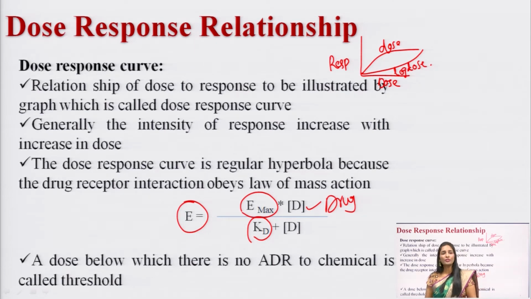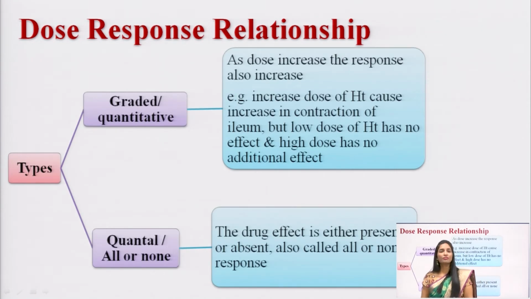And below a certain dose, you cannot see any adverse drug reaction. If there is no adverse drug reaction to a particular chemical, then you call it the threshold. Next, the dose response curve has been divided into two types. One is graded and the second one is quantal. The graded response curve is a quantitative response curve, and the quantal response curve is an all or none.